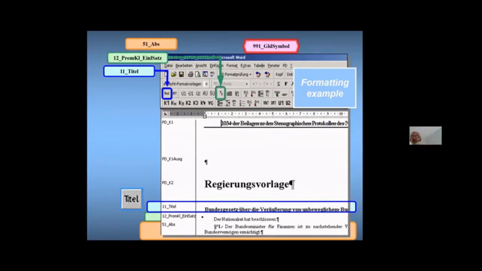So now here you have the bridge from layout to structure, which is of course the most important bridge that we need for being able to produce useful structured XML documents.